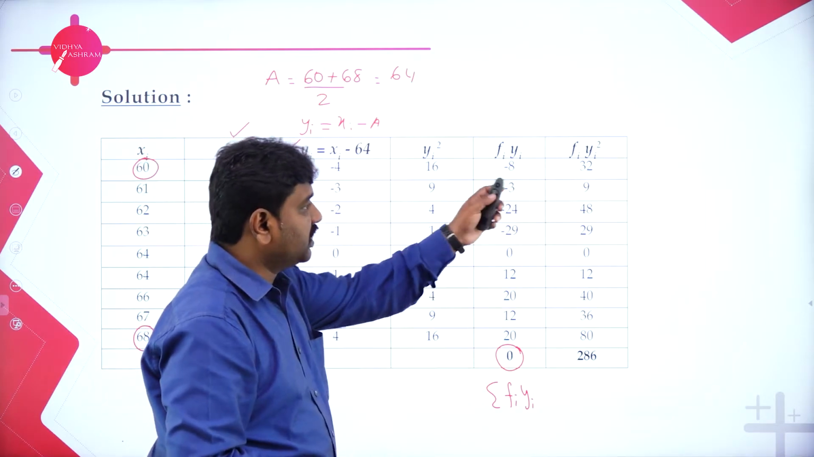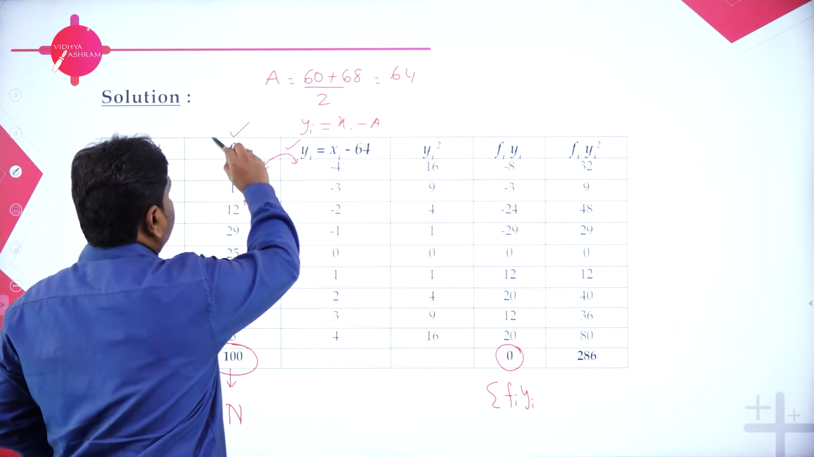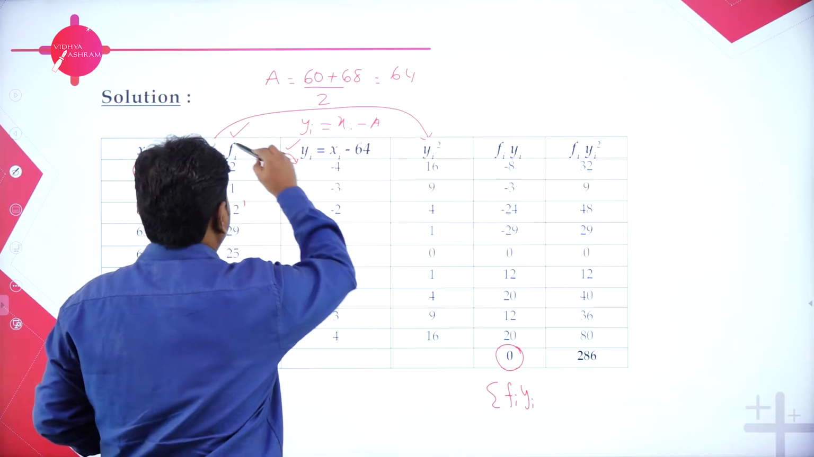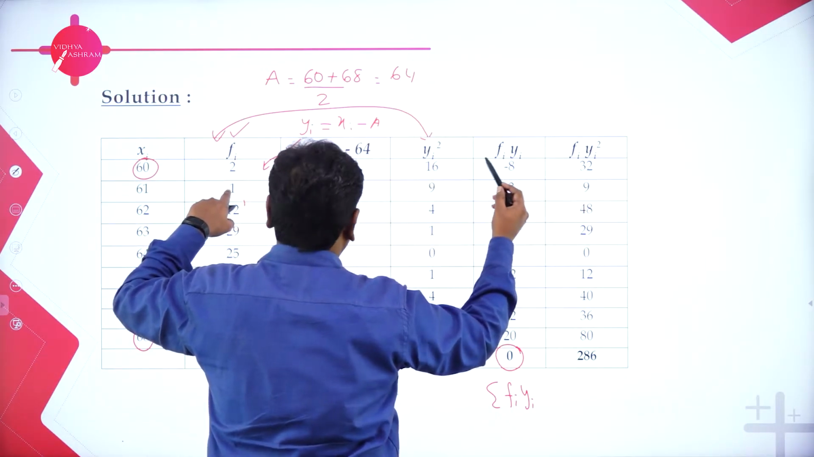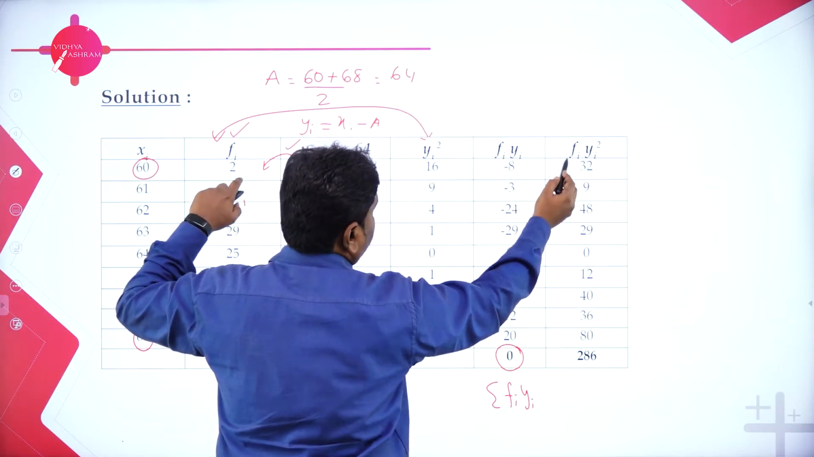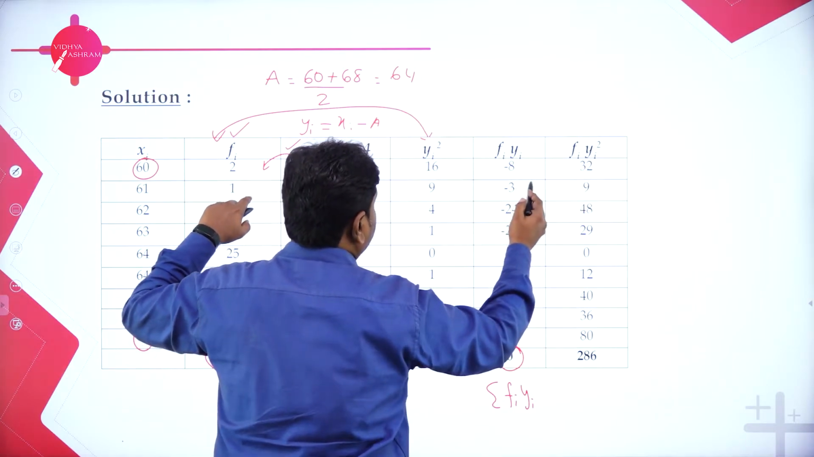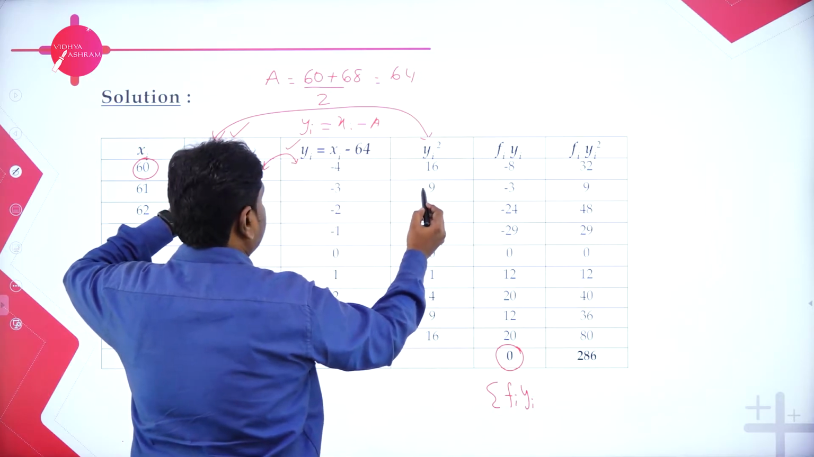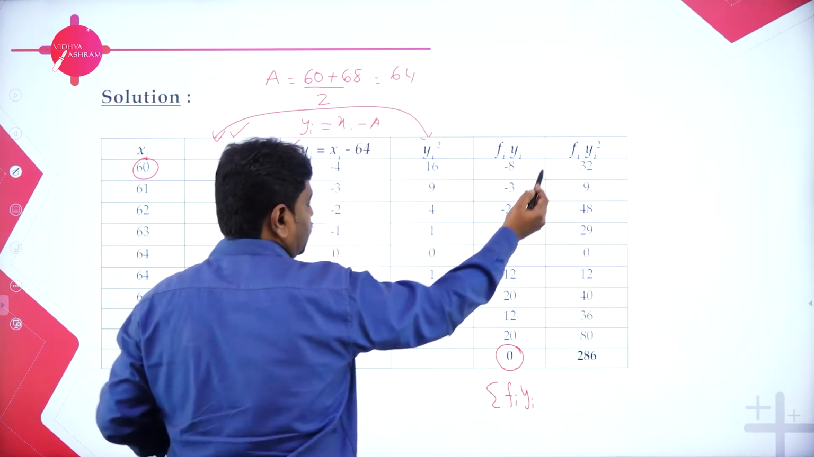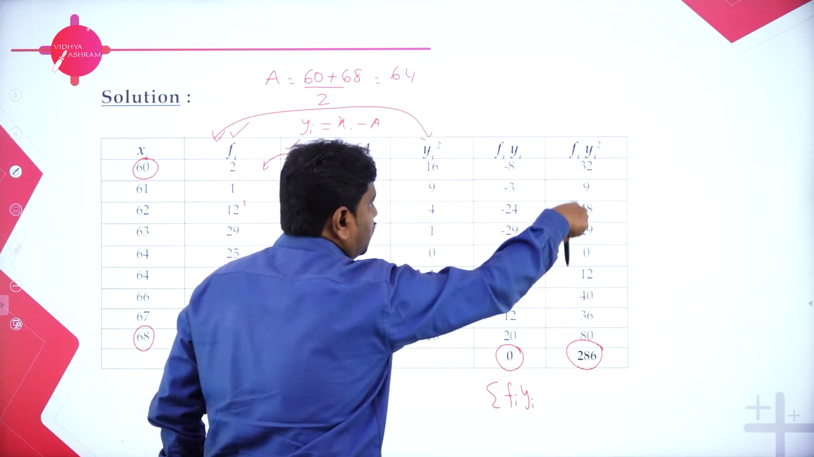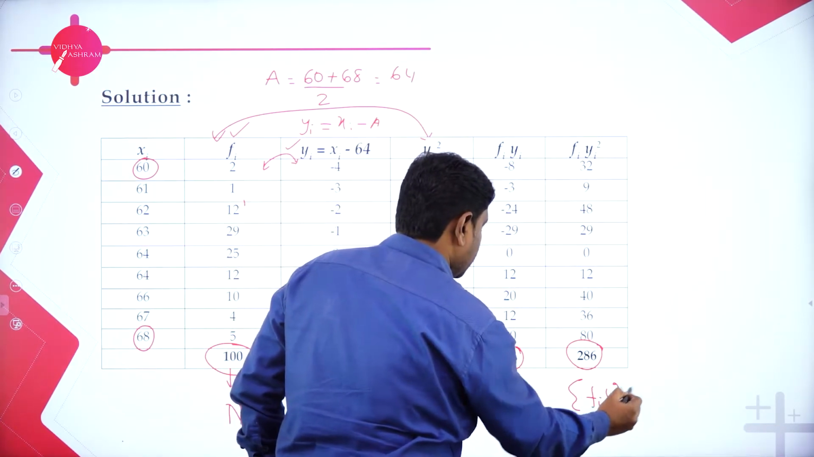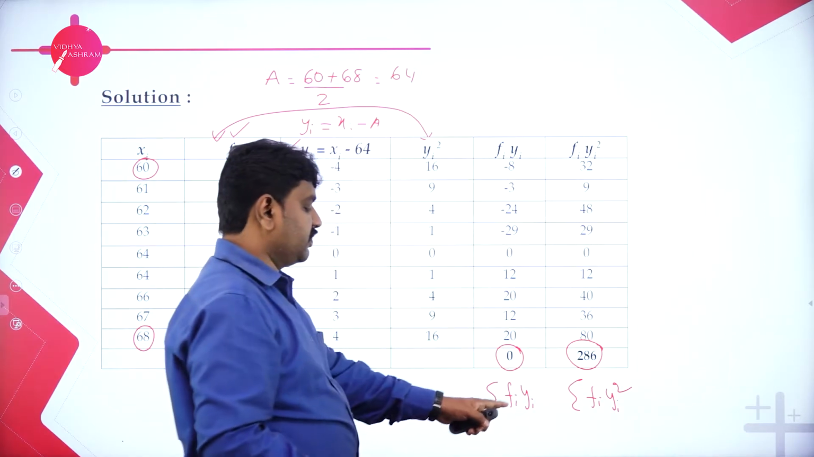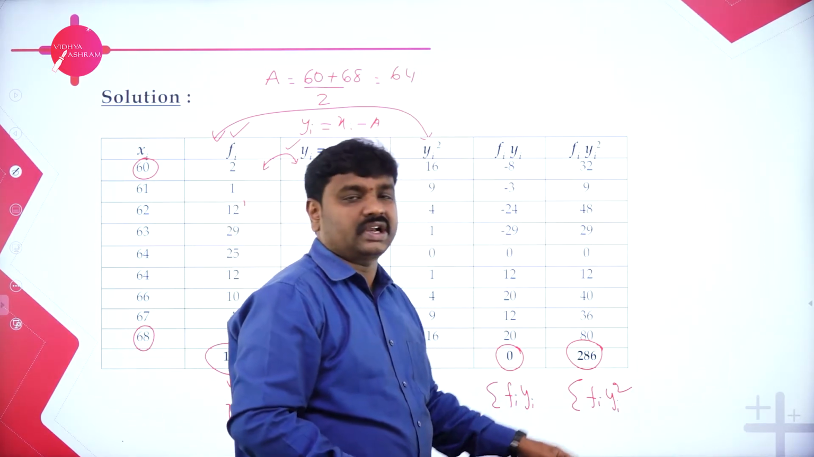Then fi yi square, so multiply fi with yi square, these two columns you multiply. So 2 into 16, 32, and 1 into 9 is 9, 12 4s are 48, and fill this. After you add this column, the sum of this column is sigma fi yi square. So this is sigma fi yi, this is sigma fi yi square.